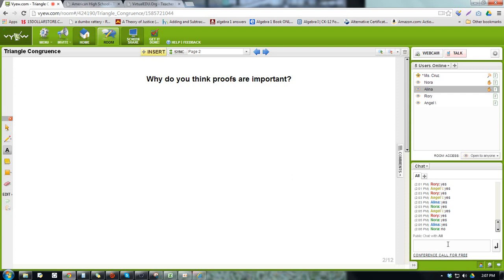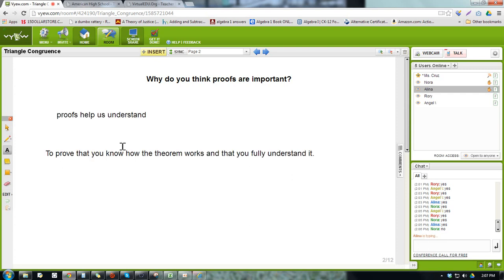Alina, do you have a microphone? Okay, proofs help us understand. Good. These are good examples that are directly related to math. Are there any other cases where we need proof for something that you can think of? Chemistry. Okay, good. What's an example of how you would use proofs in chemistry?